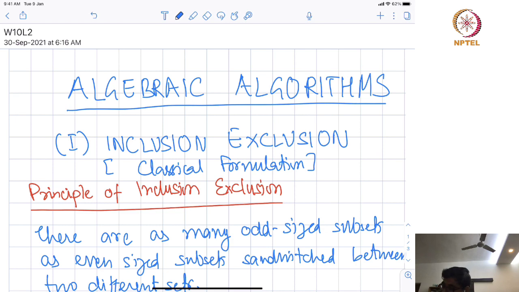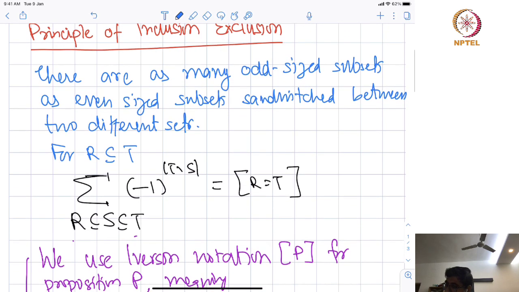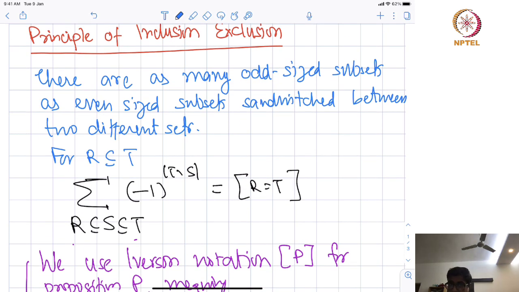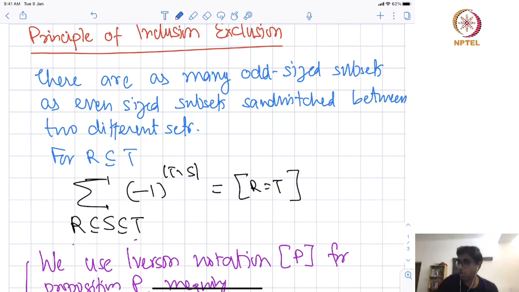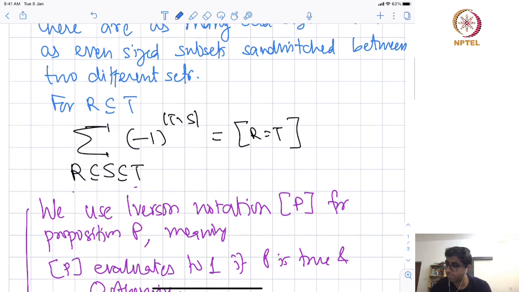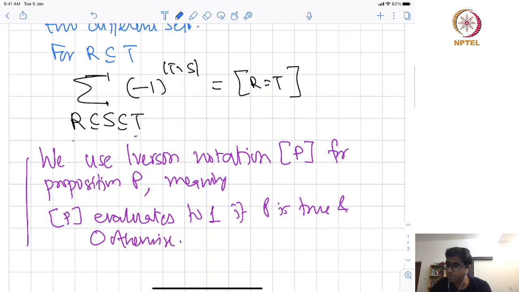So, if you recall from the last lecture, the non-classical formulation that we saw is that there are as many odd size subsets and even size subsets sandwiched between two different sets, for R a subset of T. And then we derived this formula: the sum of (-1) to the power |T| minus |S|, over R ⊆ S ⊆ T, evaluates to 1 when R and T are equal, otherwise it evaluates to 0, because we look at the sandwich sets of even size and the sandwich sets of odd size.